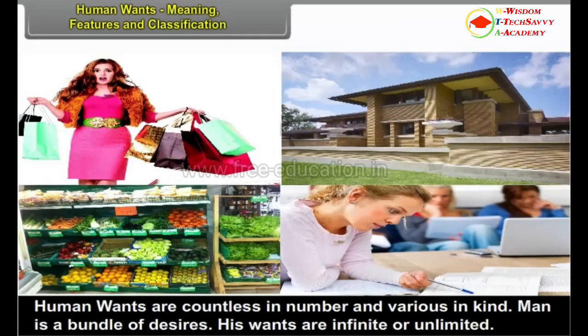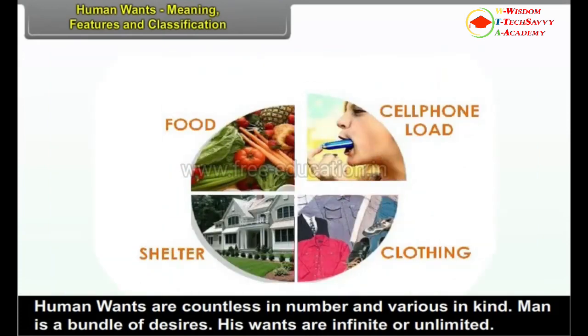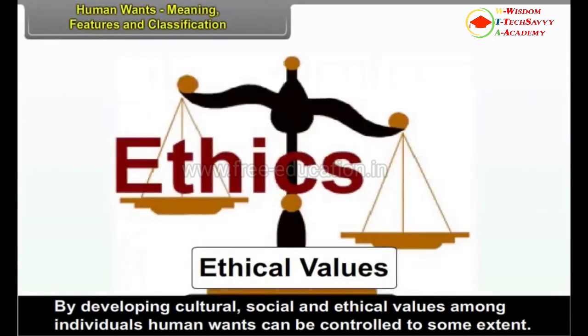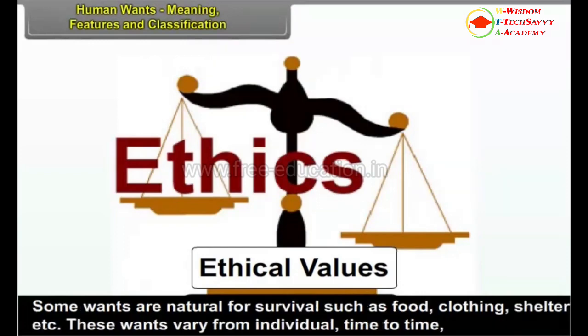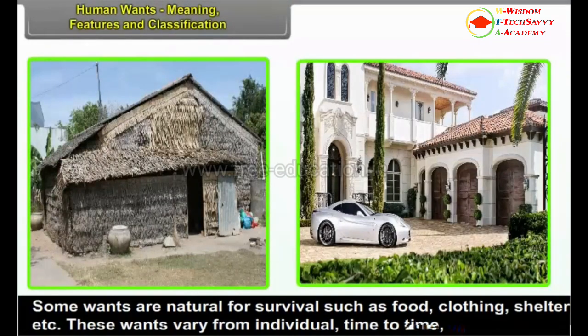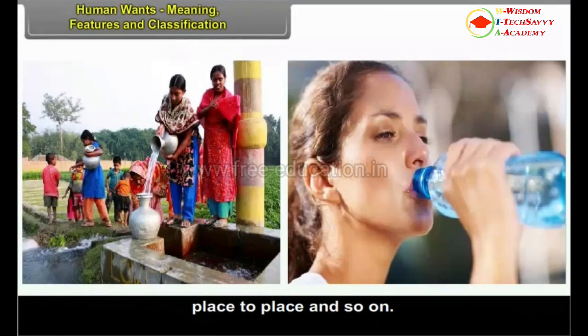2.2 Human Wants, Meaning, Features and Classification. Human wants are countless in number and various in kind. Man is a bundle of desires. His wants are infinite or unlimited. By developing cultural, social and ethical values among individuals, human wants can be controlled to some extent. Some wants are natural for survival, such as food, clothing, shelter, etc. These wants vary from individual to individual, time to time, place to place, and so on.